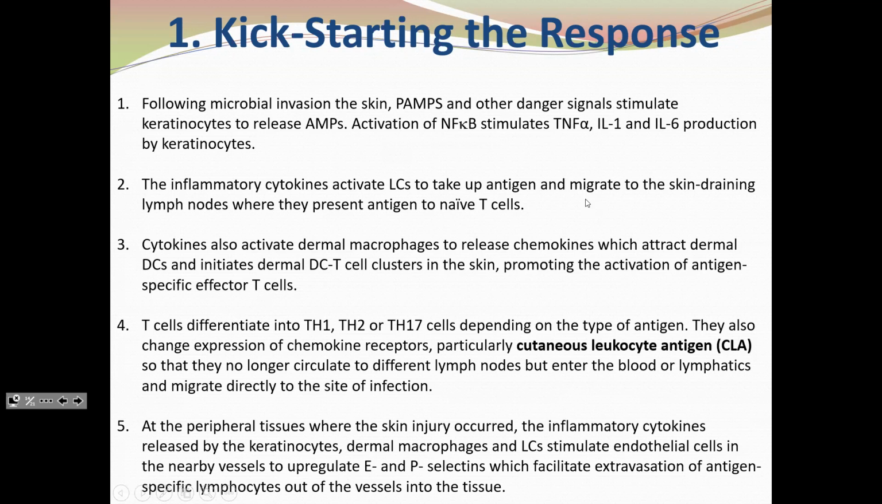naive T cells to induce them to become effector T cells, but importantly, to cause these effector T cells to express this chemokine receptor, cutaneous leukocyte antigen, which will then cause those activated effector T cells to move out and directly home to those parts of the skin where that antigen is. And these effector T cells, depending on the antigen, can be Th1, Th2, or Th17 cells.